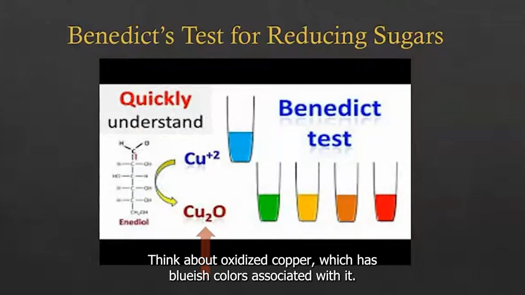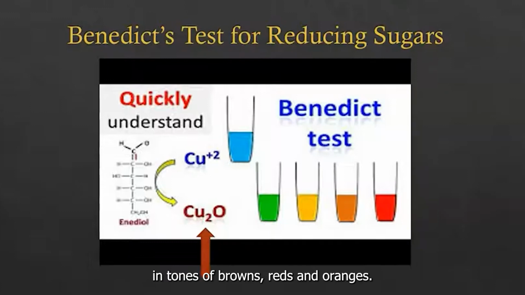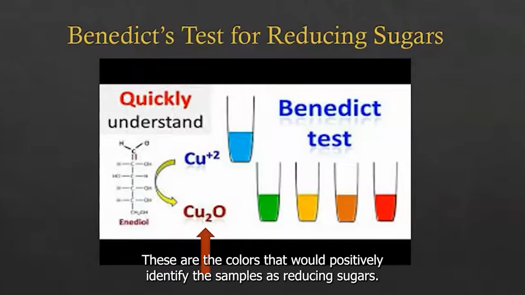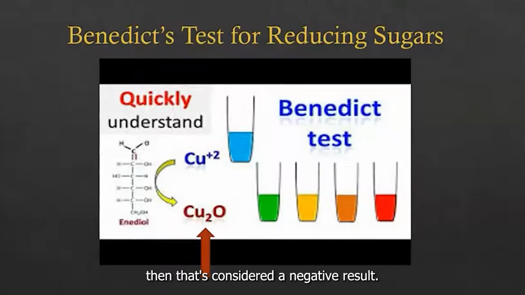Think about oxidized copper, which has bluish colors associated with it. Yet copper pennies, which are not oxidized, remain in tones of browns, reds, and oranges. These are the colors that would positively identify the samples as reducing sugars. If the sample remains the blue color of the Benedict's reagent, then that's considered a negative result.